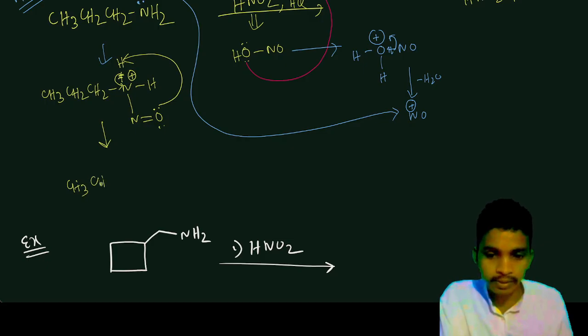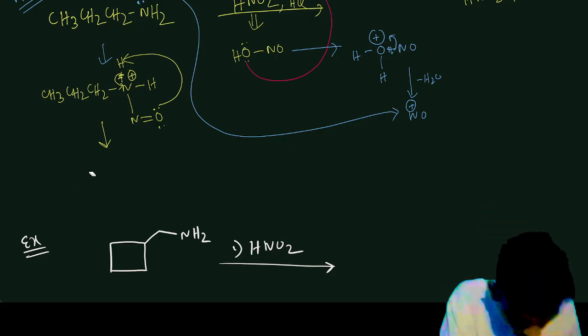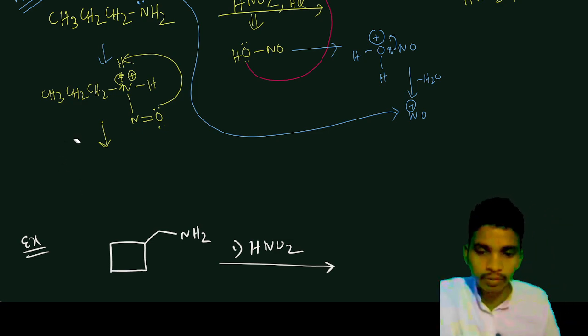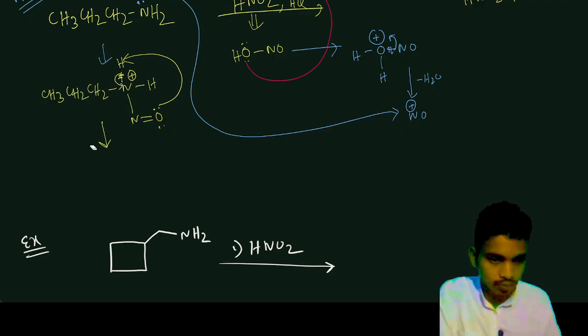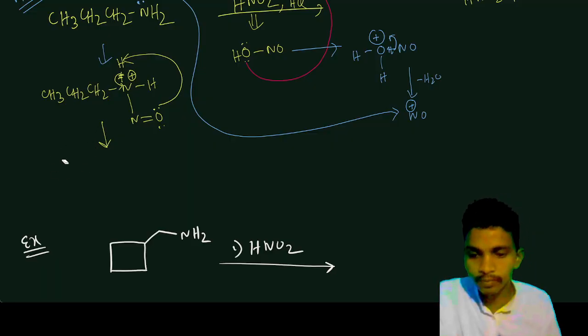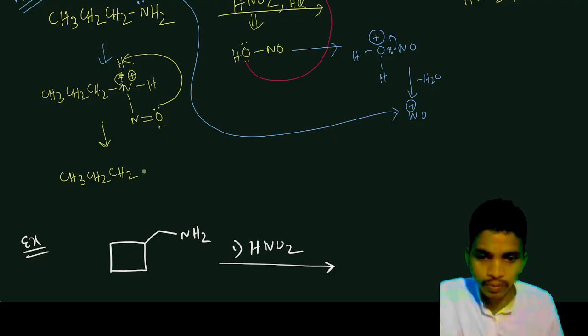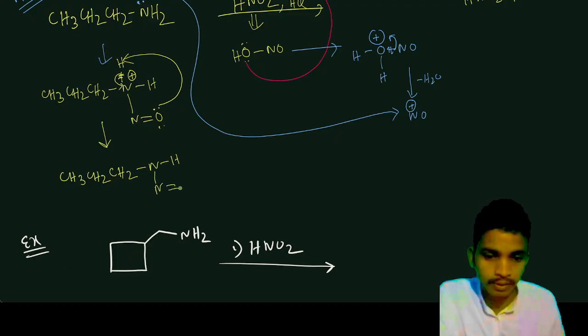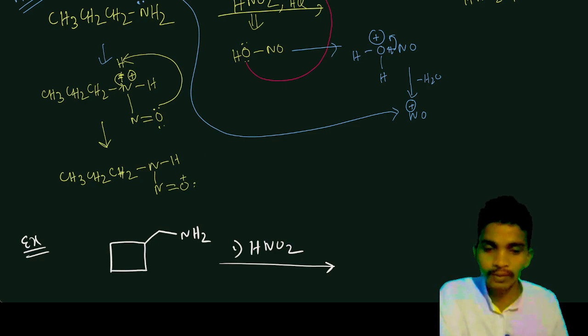What we get here is CH3 CH2 CH2, and this is N, and this is H. This proton is taken by oxygen, so N, and since the lone pair of oxygen is taken, this oxygen is going to have the positive charge. Okay, this is what had happened.